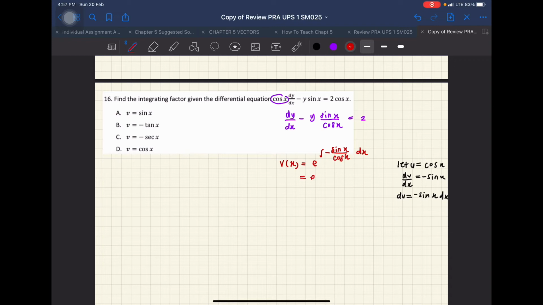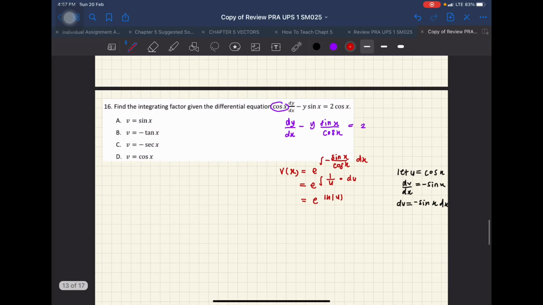So awak akan dapat e to the power of, negative, not negative, it has now become 1 over u du. Just like that, integrate, awak akan dapat e ln u. Okay, so cancel out e with ln, you will get cos. Your answer is dadu. Okay, settle.